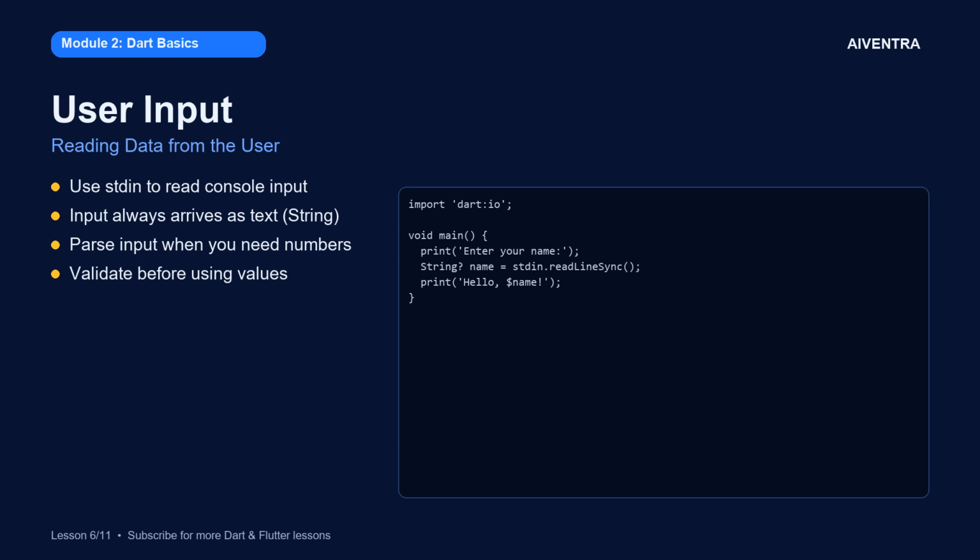Key point 2. Input always arrives as text, a string. Key point 3. Parse input when you need numbers. Key point 4. Validate before using values. Each of these is important because it helps you write clean, predictable Dart code and avoid common beginner mistakes.